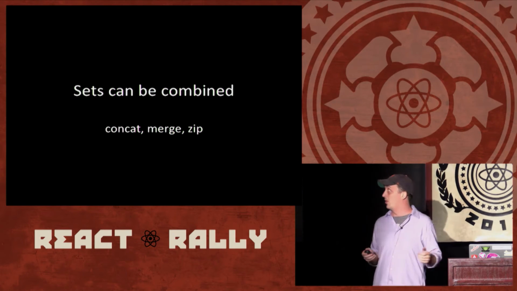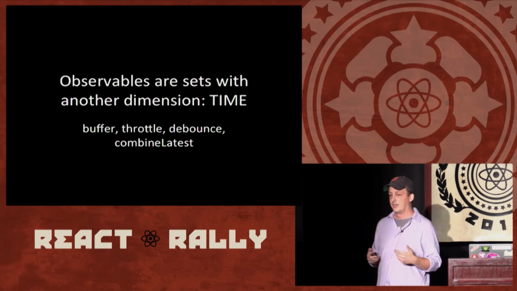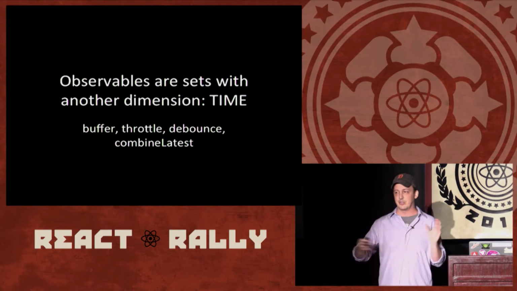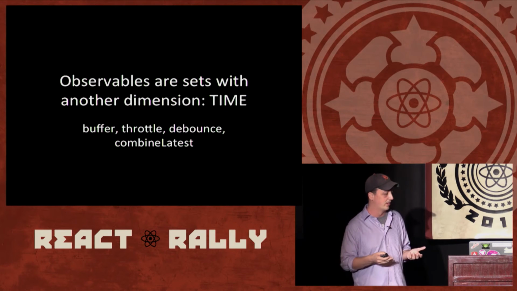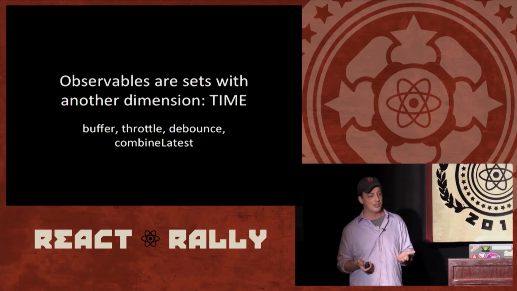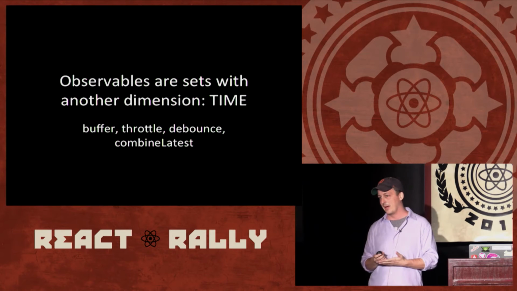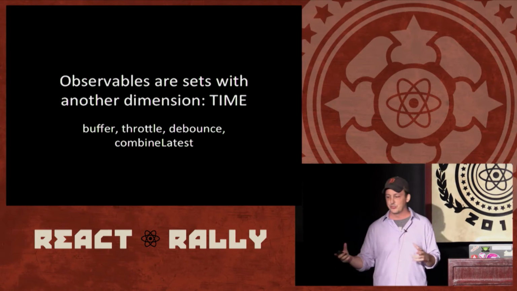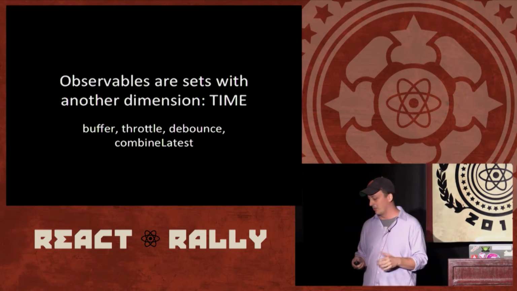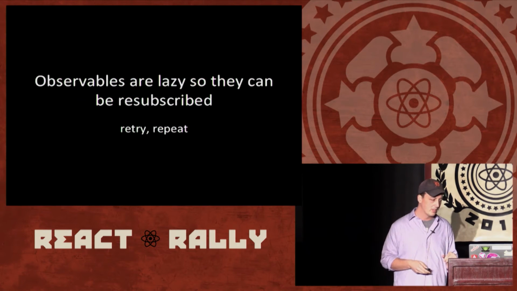So observables, though, are unique sets because they actually have another dimension. They're not a one-dimensional, linear set of things. They also have this dimension of time. So there are other actions you can take with a set of things that happens over time. You can buffer them. You can throttle or debounce. You can combine the latest values from two. There's an element of time. So that kind of inflates the number of things you can do.